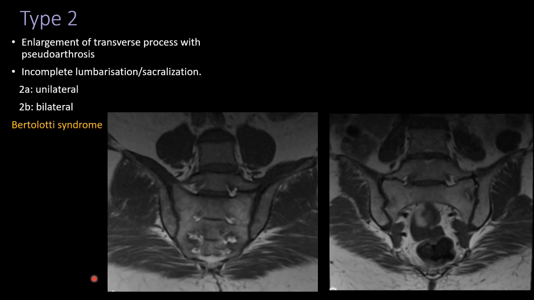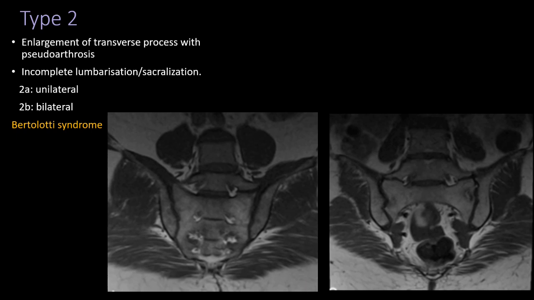In type 2, there is much more enlargement of the transverse process forming pseudoarticulation with the sacrum. Also, there is incomplete lumbarization or sacralization seen. If it is unilateral, it is type 2A, and if it is bilateral, it is type 2B.